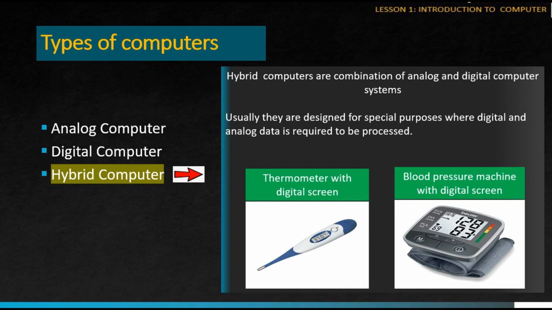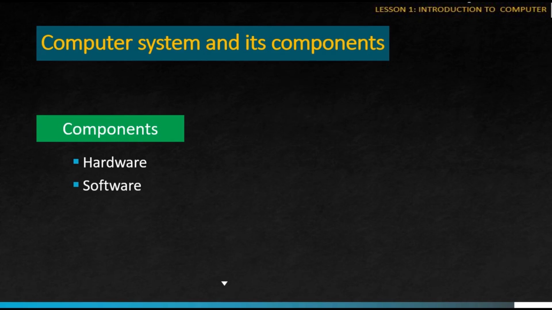Like temperature, human blood pressure is analog type data. The blood pressure machine takes analog data as input and then converts it into digital form. We have now better idea of types of computers. Let's now talk about computer system and its components.